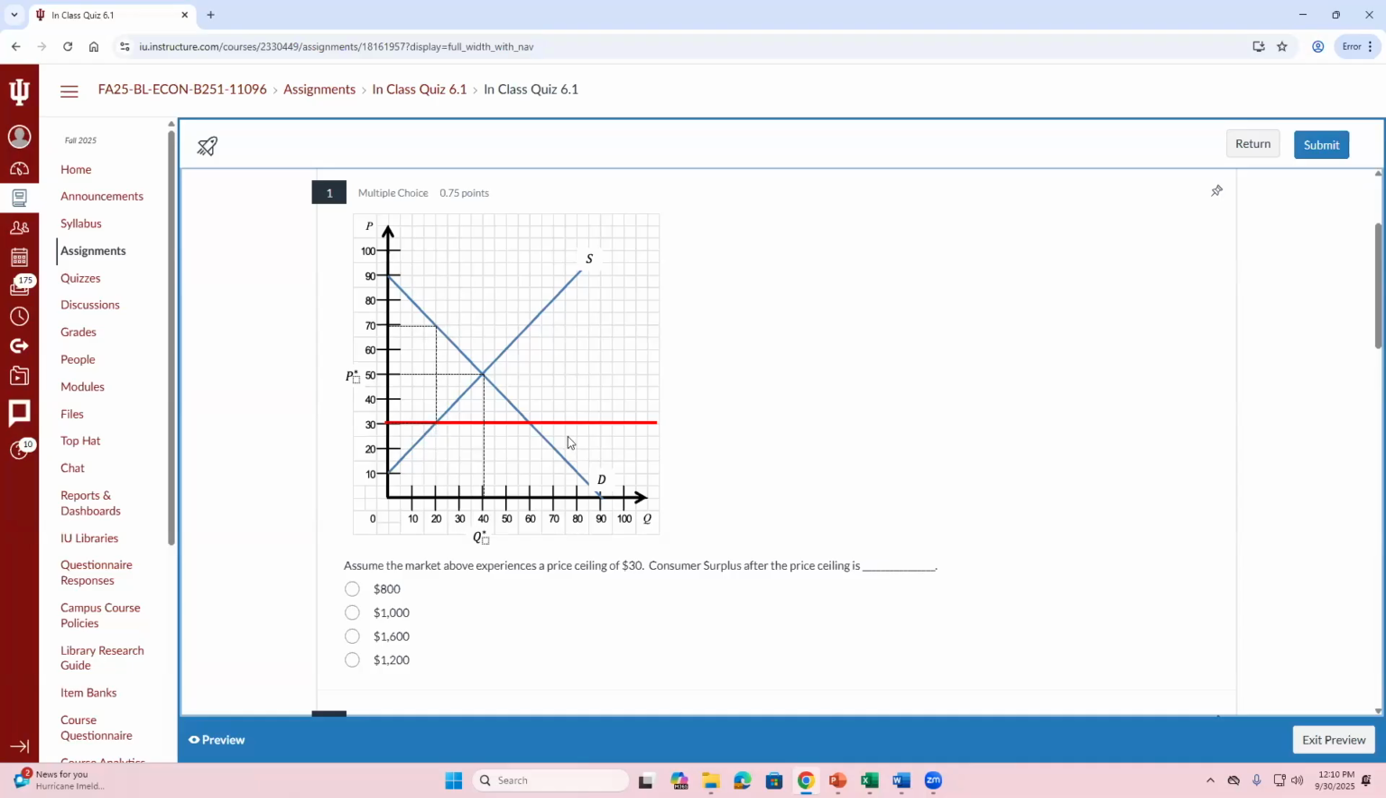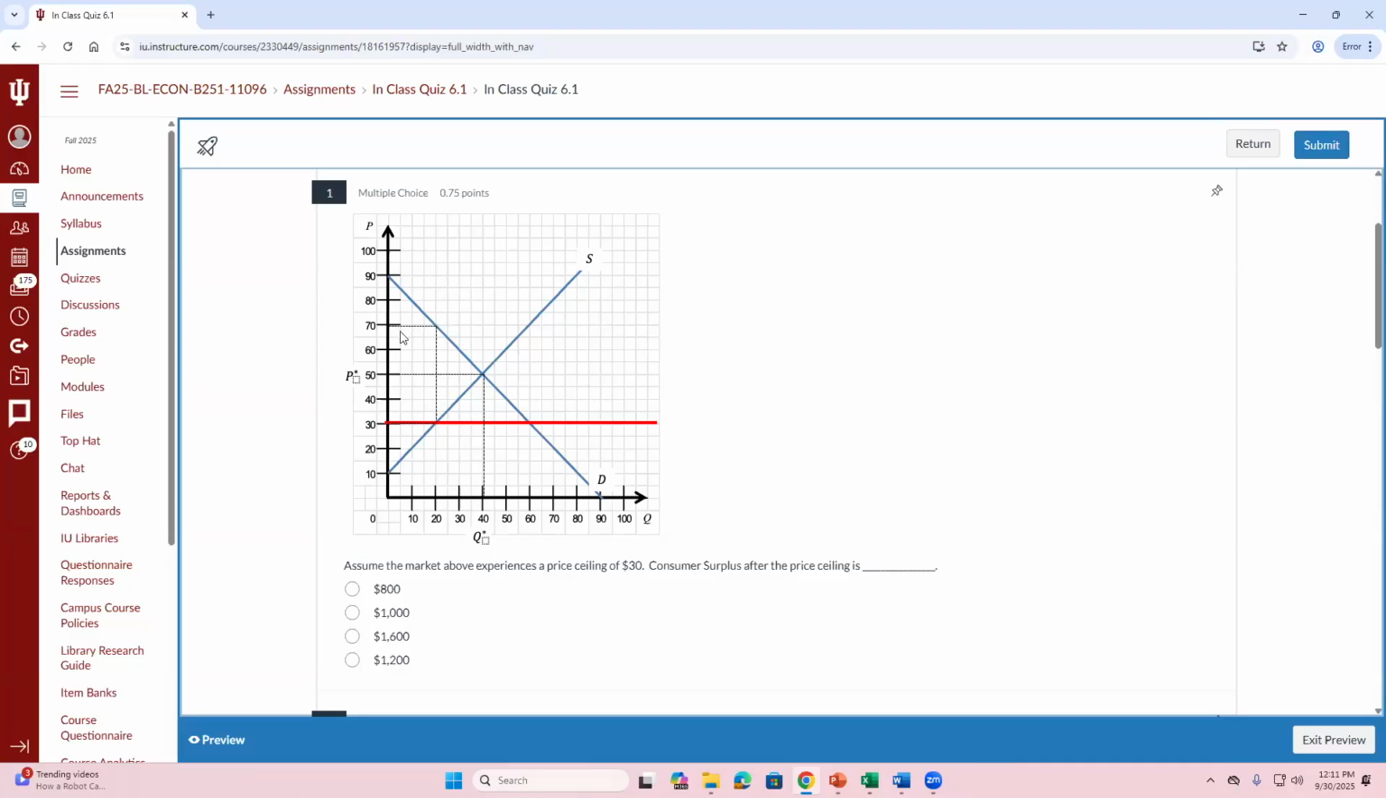So what's my new quantity after this price ceiling? 20, right? Any point past this, I know suppliers' marginal costs are above the marginal benefit, so they won't supply anything past 20. So I'm looking for consumer surplus, which is the area below my demand curve but above that new price of 30, up to that 20th unit. So I have the area of a rectangle here plus the area of this little triangle.